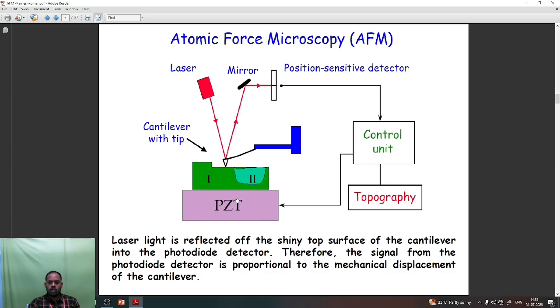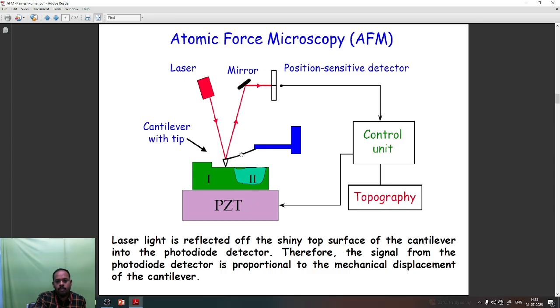Here these piezoelectric materials are used. Piezoelectric materials convert mechanical forces into electrical signals, or vice versa. When we apply voltage, there will be an expansion in the volume of the piezoelectric material, or if you apply any mechanical stress, that will be converted into electrical signals. That is the property of piezoelectric material.